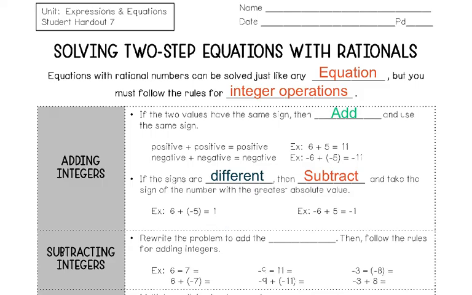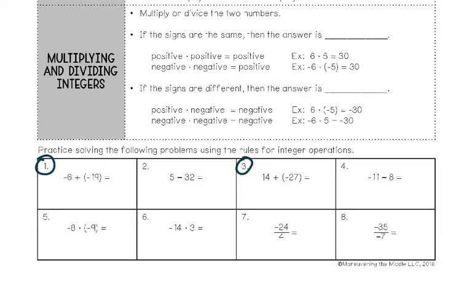Here's another example. Negative 6 plus 5. The signs are different, so we're going to subtract those two values. 6 minus 5 is 1, but this time the 6 is bigger than the 5, and the 6 is negative, so the answer will stay negative. These are the rules for adding integers. So now let's look down at the practice and practice these two practice problems that involve adding integers.